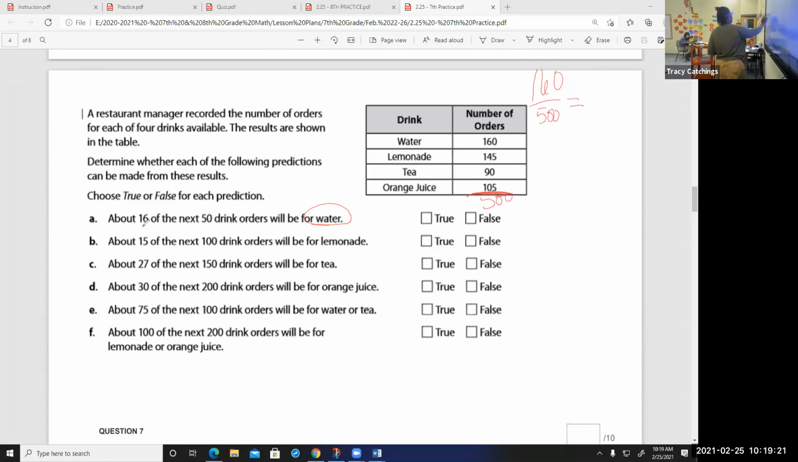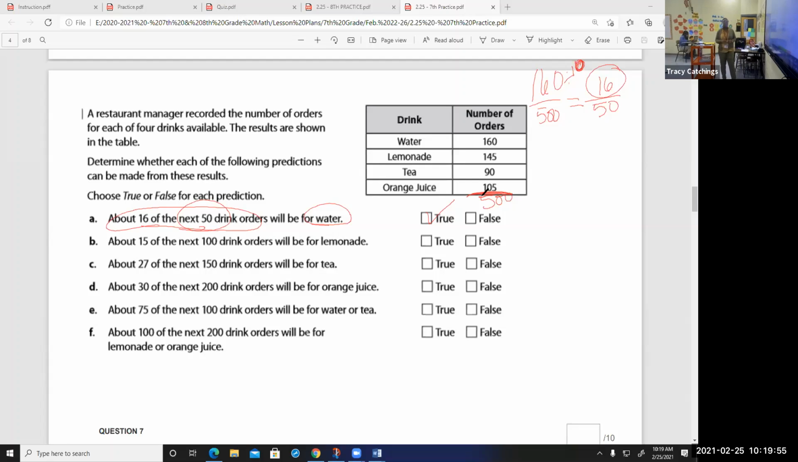And then they said about 16 of the next 50. So that means 50 is my new denominator. 500 divided by 50 is what? 10. Divide 160 by 10. Is that what they told us? Yes. They told us 16, we got 16.